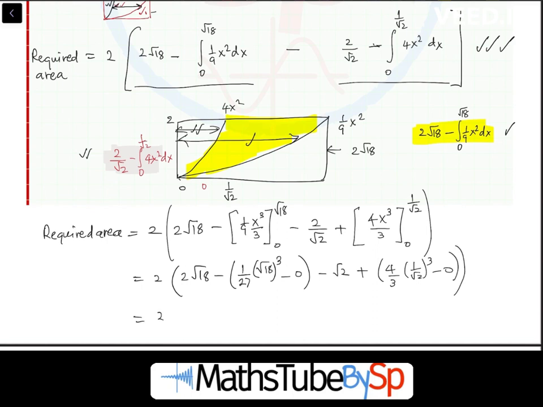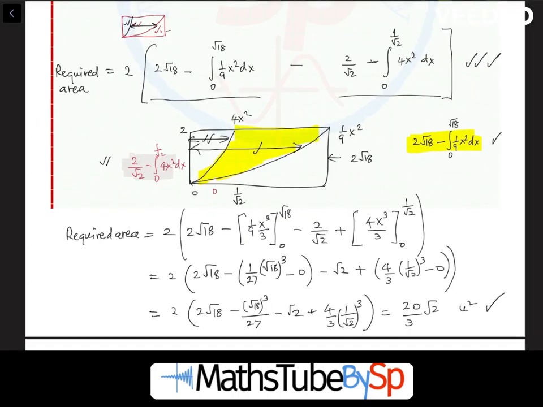So this is 2 bracket open, 2 root 18 minus, this is root 18 the whole cubed, I'm afraid there's not much simplification here, plus 4 on 3, 1 on root 2 the whole cubed, bracket close. You'll have to use the calculator, and I think the answer is 20 on 3 root 2 unit square. Okay, so that is the answer.